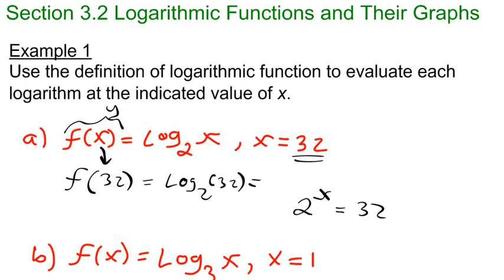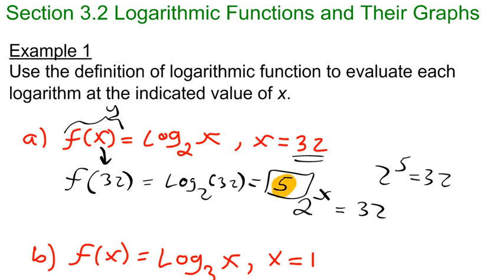So when we're trying to find our answer right here, we're really looking for x. And hopefully we all know now that 2 to the power of, let's see, 2 times 2 is 4, times 2 is 8, times 2 is 16, times 2 is 32. So it would be 5, right? Because 2 to the power of 5 equals 32. So the answer that we're looking for is 5.